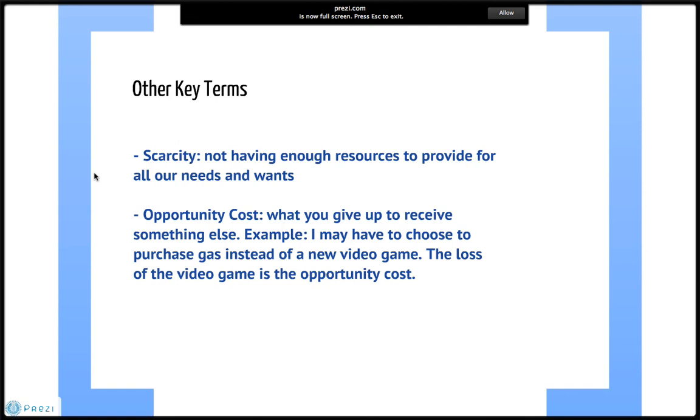All right, the next term is opportunity cost. This is what you give up to receive something else. So it's a cost. It's just like when you pay money to receive something. And I've listed an example here. It says, I may have to choose to purchase gas instead of a new video game. The loss of the video game is the opportunity cost. It's one of those things where you have to think about what is important. So you give up one thing to receive another. If I really would like to have the video game, but I know that I really need gas, I probably should purchase the gas instead of the video game. So the loss of the video game is the cost.